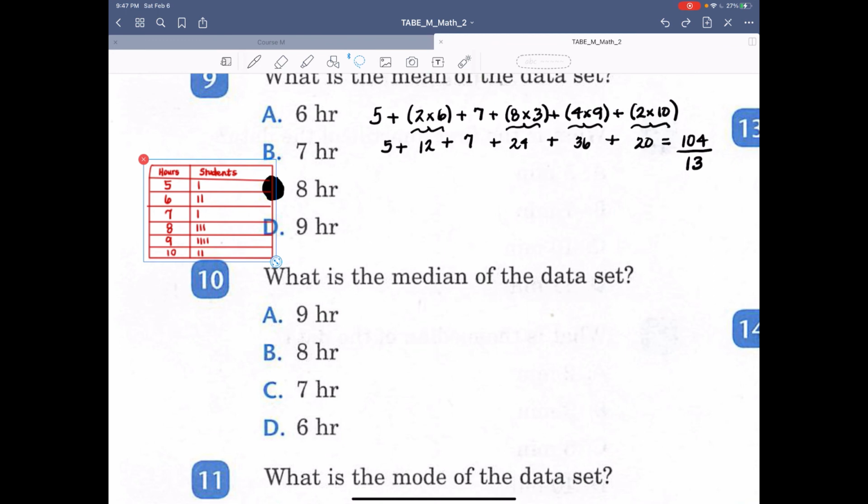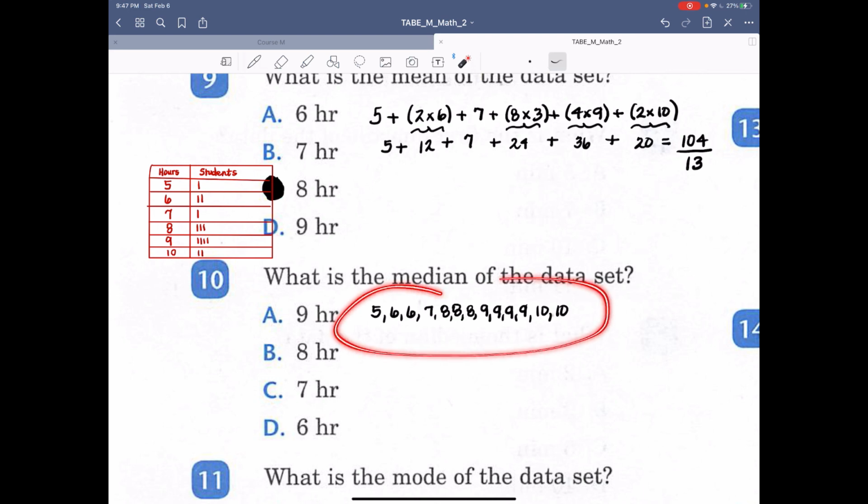Start with your smallest, which is the 5. Then you have 2 6s. You have a 7. You have 3 8s. You have 4 9s. And you have 2 10s. Make sure you have 13 students right here. 1, 2, 3, 4, 5, 6, 7, 8, 9, 10, 11, 12, 13. I find sometimes that I have too many. I've counted somebody twice, so be careful there so that you get the right amount.